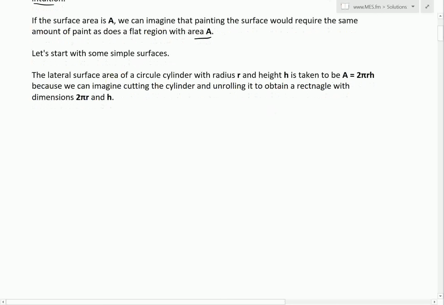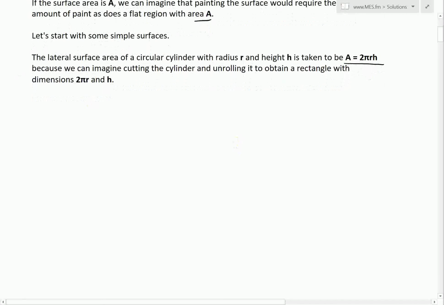The lateral surface area of a circular cylinder with radius r and height h is taken to be A equals 2 pi r h, because we can imagine cutting the cylinder and unrolling it to obtain a rectangle with dimensions 2 pi r and h.